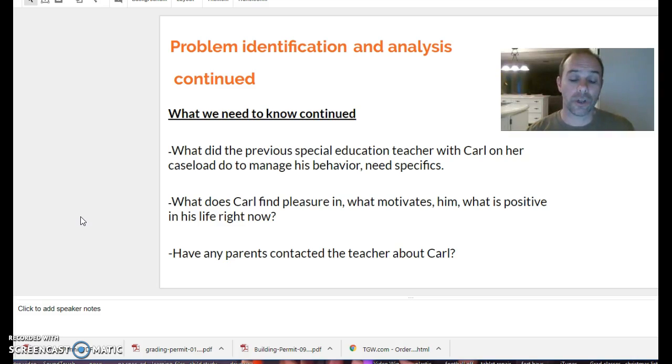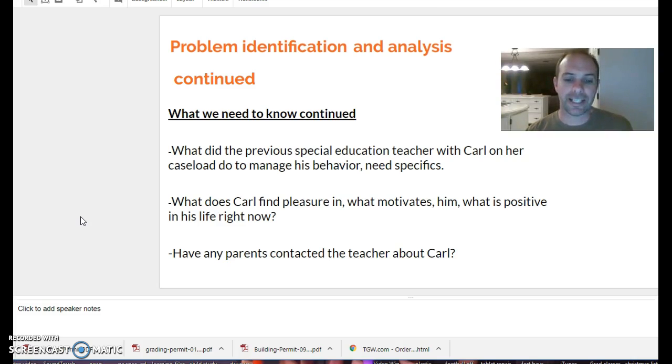What does Carl find pleasure in? What motivates him? What does he like? Is there a way to connect with Carl to maybe get him involved in something in the school district that could be a positive outcome for him? Because right now his home life is not so great. He's not having a great time at school. So you have to remember that he's still a kid. So what can you find that helps motivate him or make him happy?